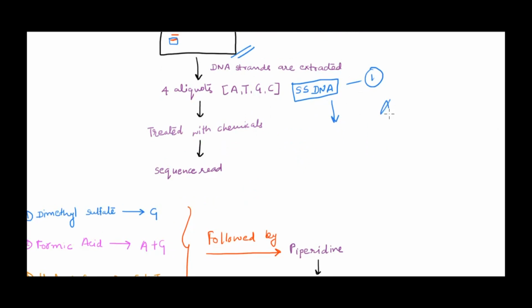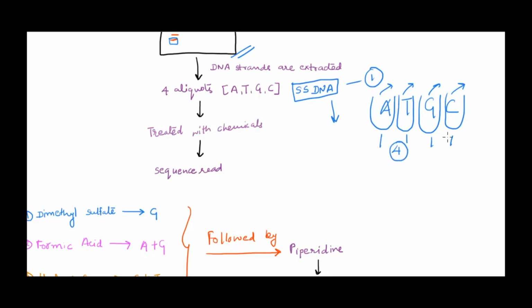Now there are 4 nucleotides that we are looking for, right? And we need to process the sample for each nucleotide separately. That's how only we will know where that nucleotide is present. So now we will divide this sample in 4 aliquots, and to detect each nucleotide, we need 4 different chemicals. That means each tube will be treated with different chemicals. So now let's see how to do that.